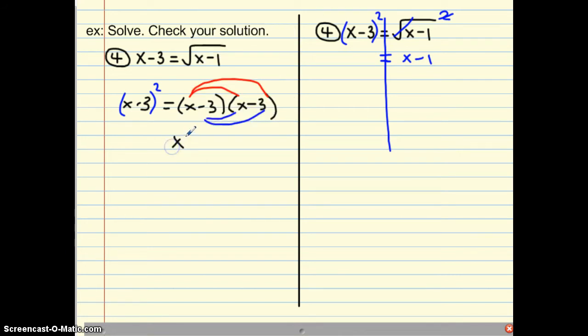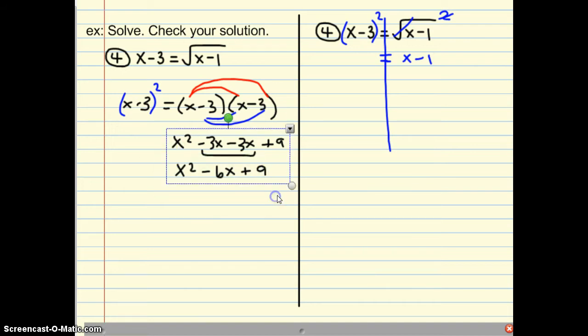And we'll get x squared minus 3x minus 3x plus 9. So if we clean that up, we have x squared minus 6x plus 9. Okay, it's not letting me copy it over there. Okay, so I'll have to actually write it in. Teacher problems.